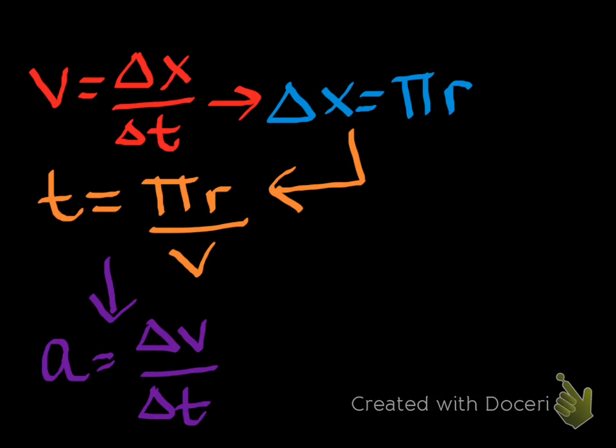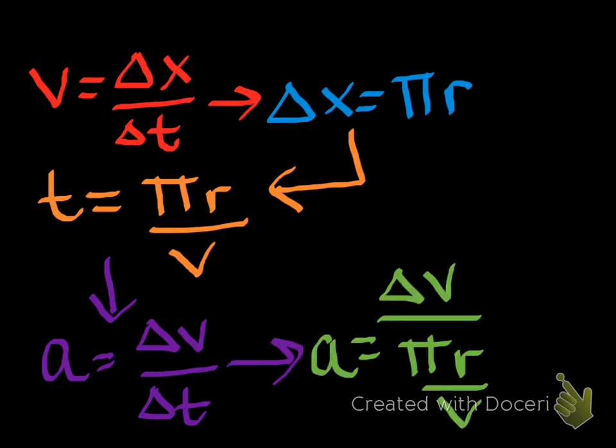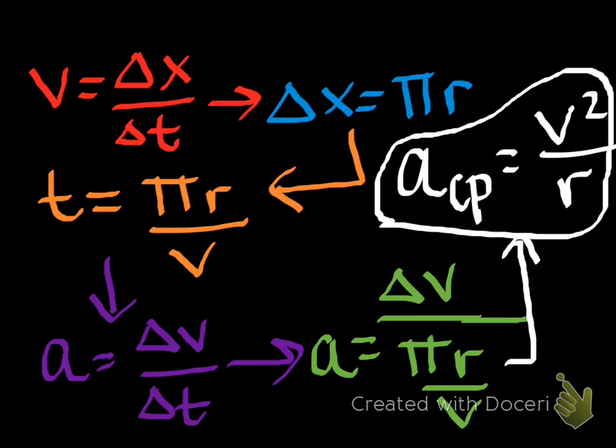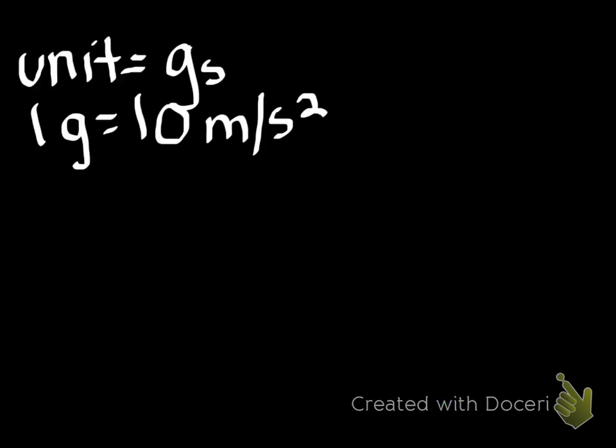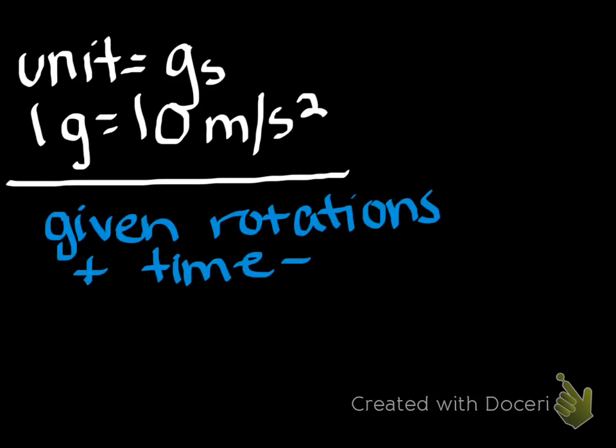acceleration is equal to change in velocity over time. It can be said that acceleration is equal to change in velocity over the circumference over velocity. If we simplify this equation, centripetal acceleration is equal to velocity squared over the radius. The units for centripetal acceleration are g's, otherwise known as gravity. 1 g is equal to 10 meters per second squared.